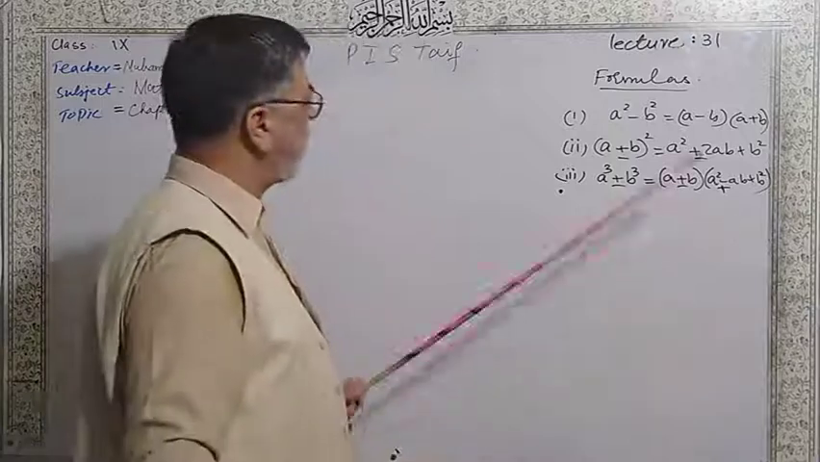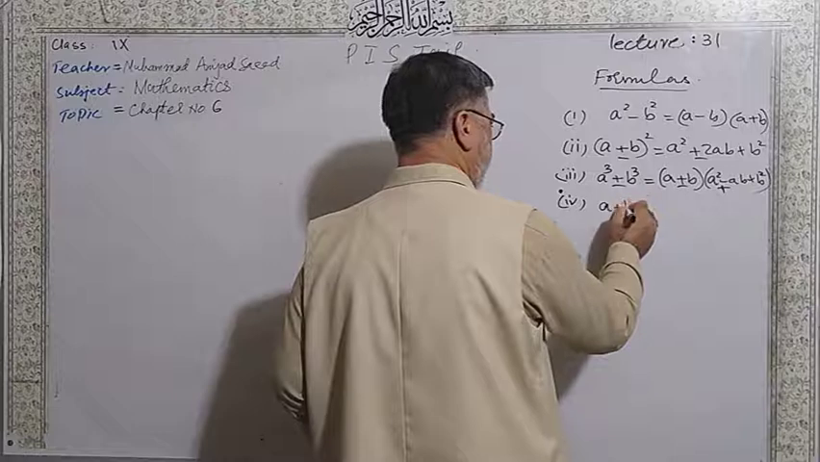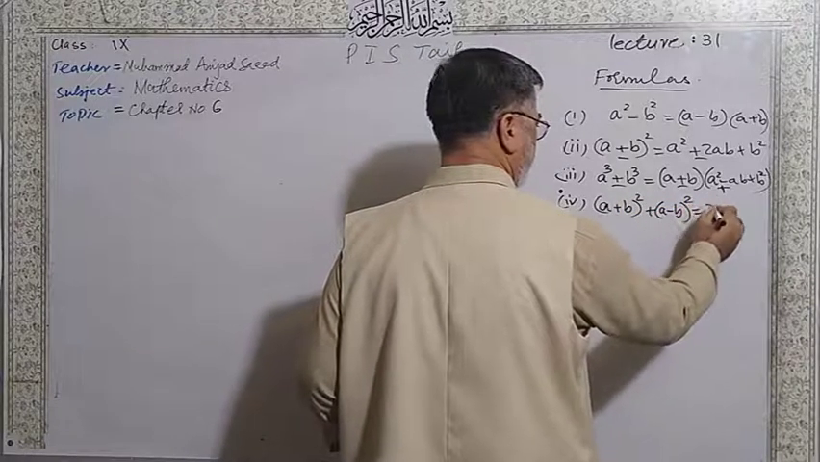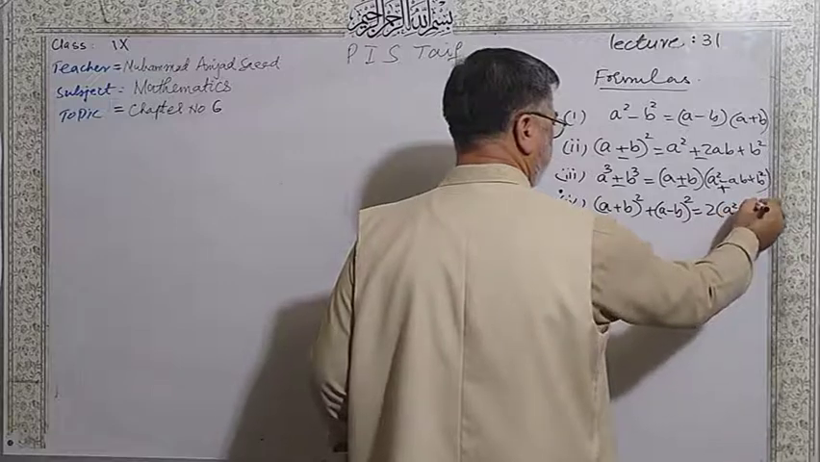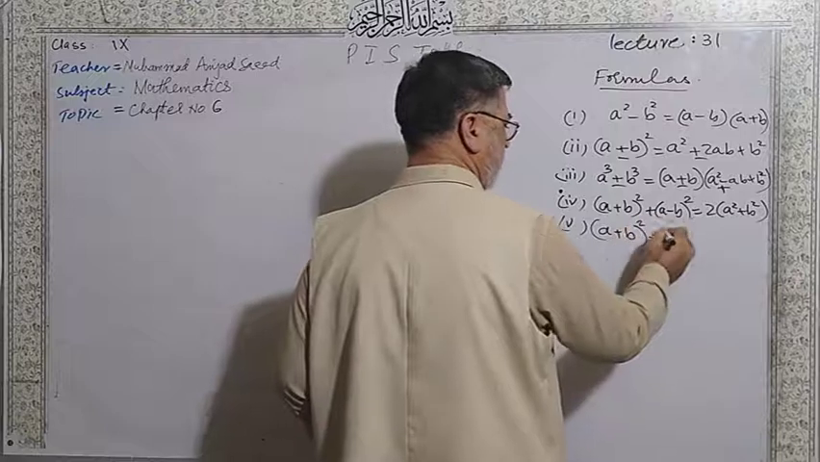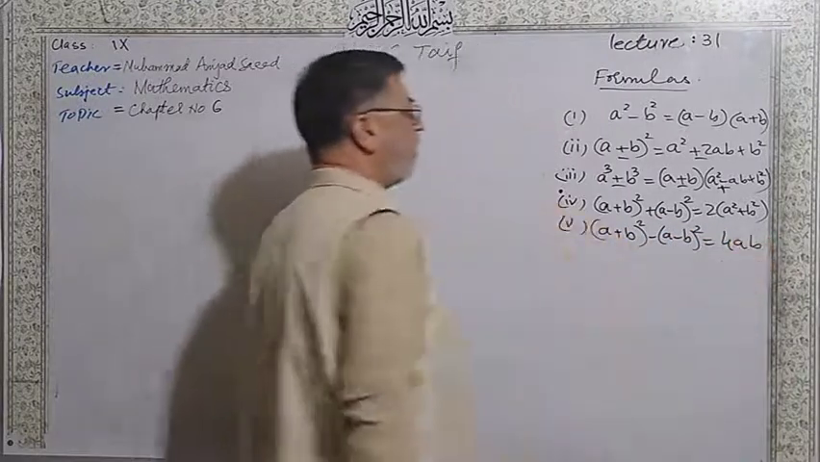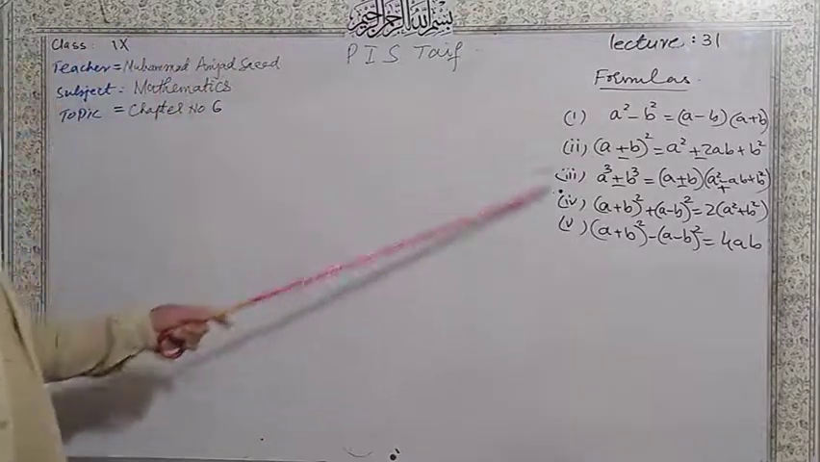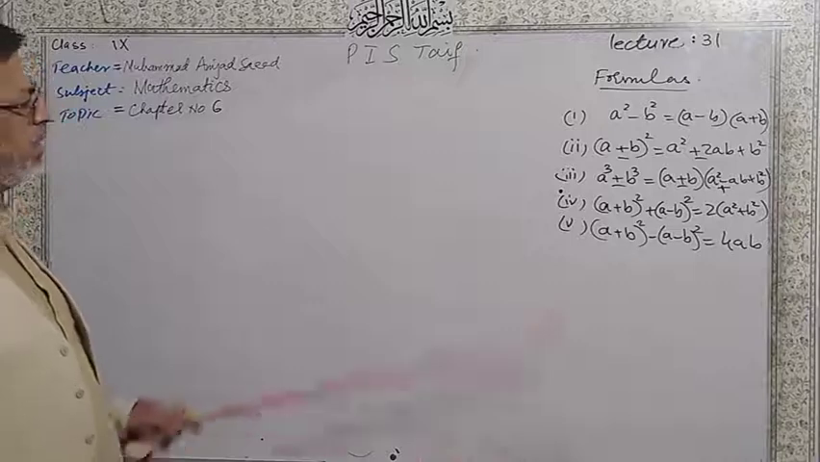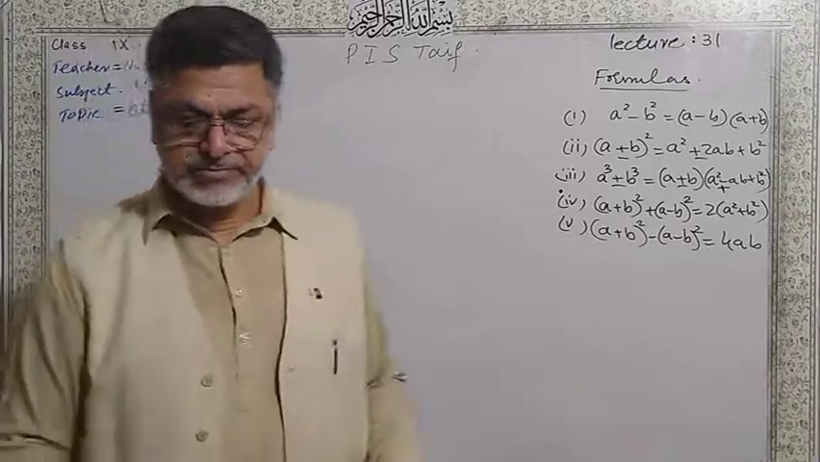In this exercise also we have a plus b whole square plus a minus b whole square, 2 into a square plus b square. A plus b whole square minus a minus b whole square is equal to 4ab. Dear students, these are the formulas which will be applied frequently in your next exercise, exercise 6.2.